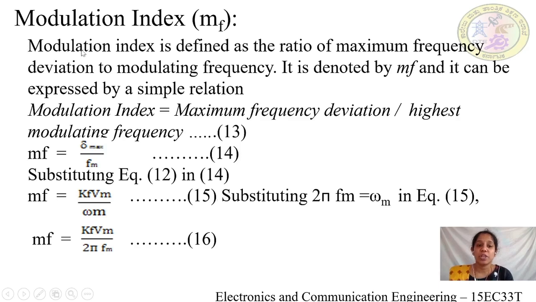Next is modulation index. Modulation index is defined as the ratio of maximum frequency deviation to the modulating frequency. It is denoted by mf, and it can be expressed by a simple relation, that is mf is equals to delta max by fm. Also mf can be represented as kf Vm by omega m, or it can also be represented as kf Vm by 2 pi into fm.